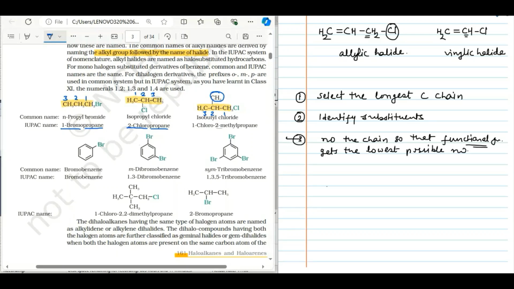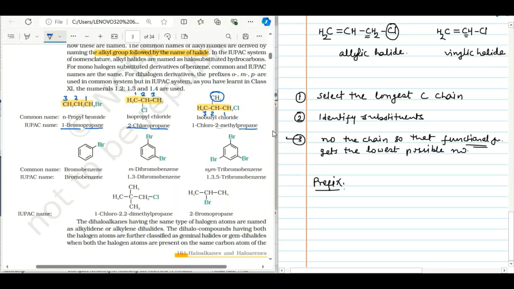For halogen we use a prefix. As we use a prefix for the halogen, first you have to name chlorine before writing the name of the substituent. That's why you have to write 1-chloro, 2-methyl and the parent is 3 carbons long. That's why the parent name will be propane. So the complete name of this molecule will be 1-chloro-2-methylpropane.